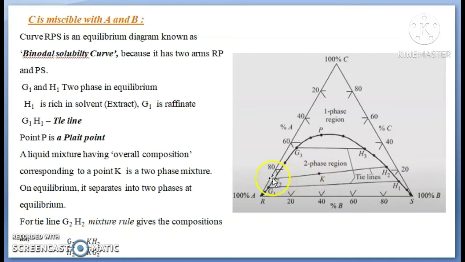for the separation into two phases having the composition of the raffinate phase at point G2 and the composition of the extract phase at H2. The compositions at points G2 and H2 are in equilibrium, and the compositions can be determined by the mixture rule. The ratio of the quantity of the raffinate phase to the extract phase is the length of KH2 divided by the length of KG2.